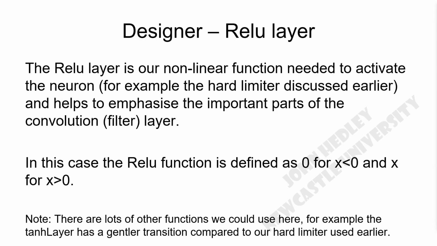The ReLU layer is our nonlinear function, which is used to convert the sum of all the inputs into an output. In our original description of how neural networks work, we used a hard limiter in which the output was 0 or 1. In the case of this ReLU function, our output is 0 for values less than 0 and x for values greater than 0. This can be seen from the small graphic representing this block. There are lots of options to choose from for this layer. For example, the tanh or clipped ReLU layers are similar functions to our hard limiter, although with gentler transitions.